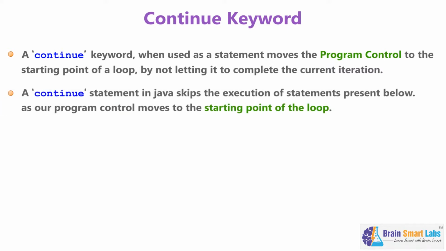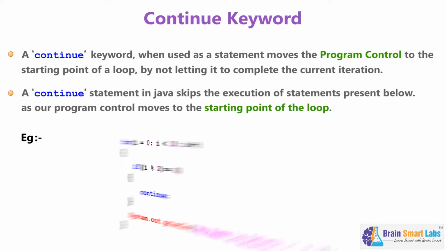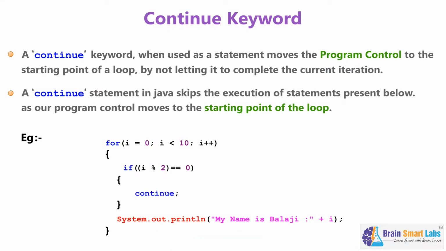That is, a continue statement in Java skips the execution of statements present below as our program control moves to the starting point of a loop for it to continue with the next iteration, skipping the current iteration in a loop. In simple words, continue statement will move a loop to a next iteration, skipping the remaining portions of a loop body in that particular cycle.